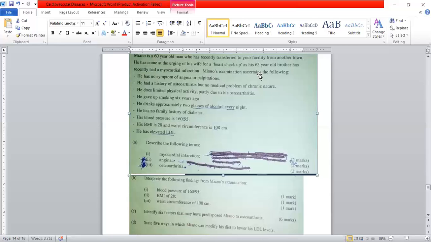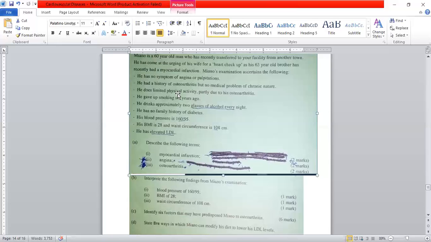Then this is the Miano examination. He has no symptoms of angina or palpitations. This is about the pulse rate, how the heart is beating. He has no symptoms of maybe a high pulse rate. He has a history of osteoarthritis, but no medical problem of a chronic nature. So he's having issues to do with arthritis of the bones. This is a common condition that you find as people grow old, but it can be managed.